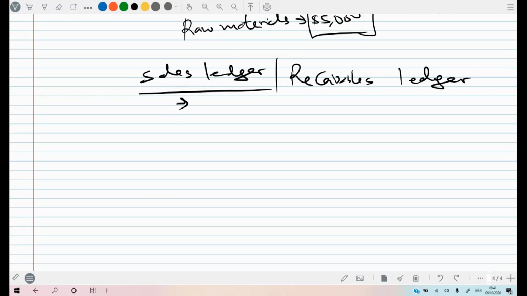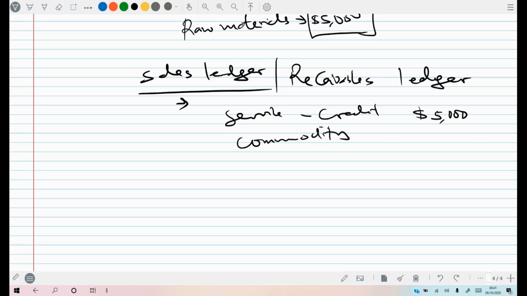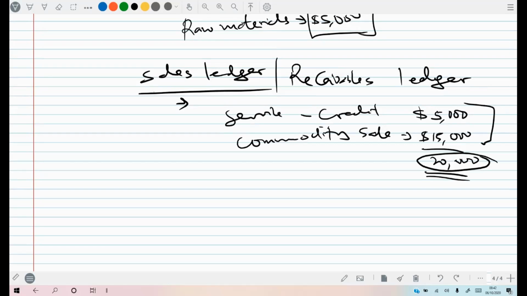For example, the company may have made a service on credit. Let's say they made a service on credit of 5,000. There's also a commodity sale that they made, however, they received the money of 15,000. This makes the 20,000. So in case you don't understand where this 20,000 appearing in the general ledger came from, then you have to go to the receivables ledger itself.